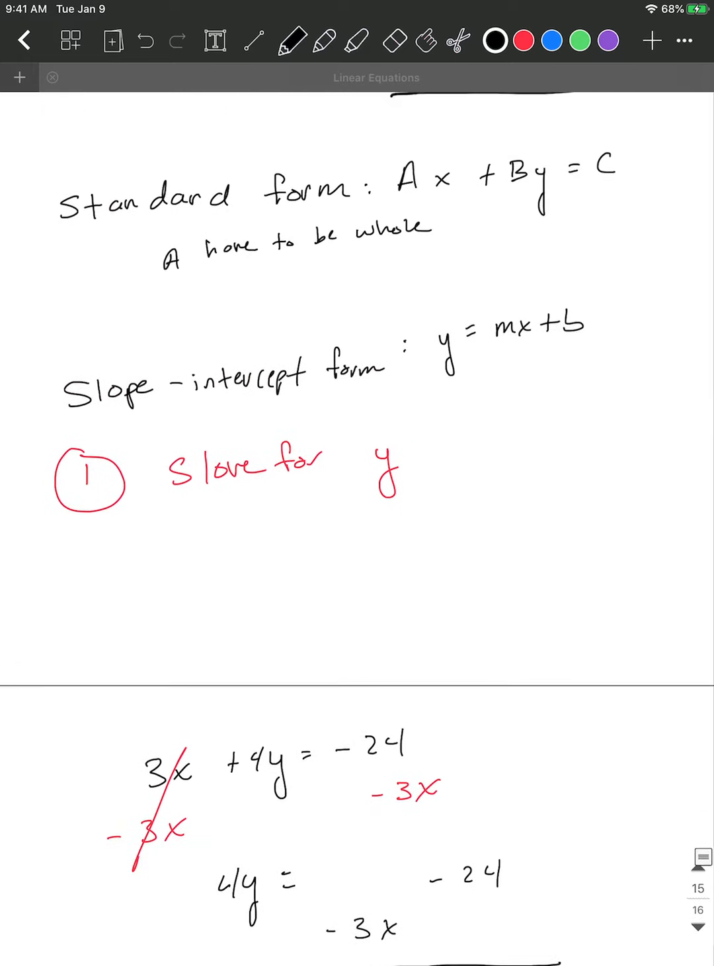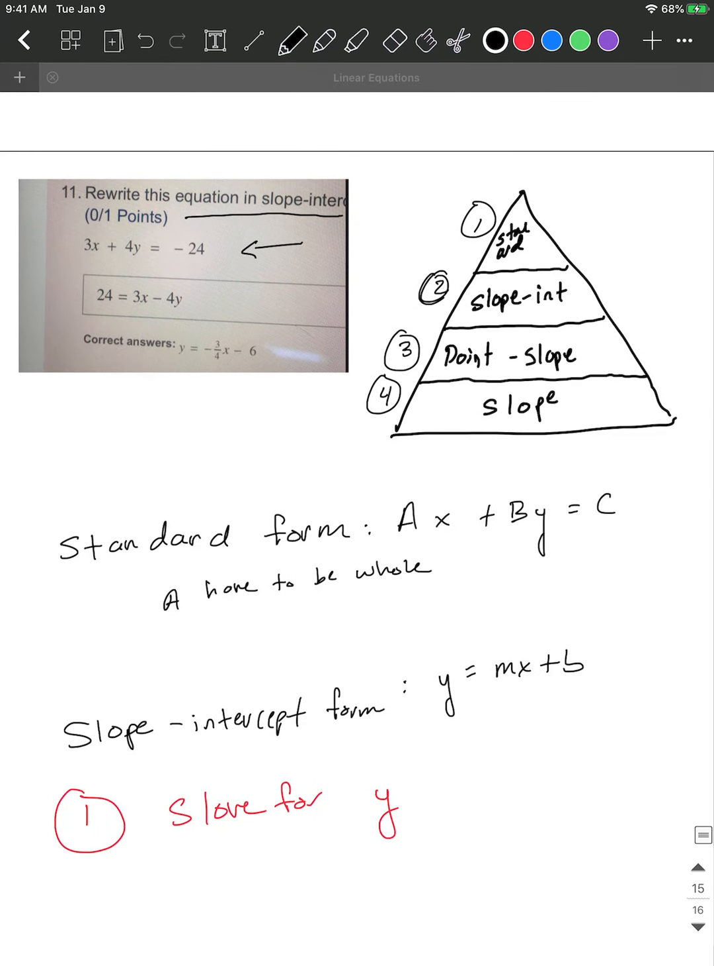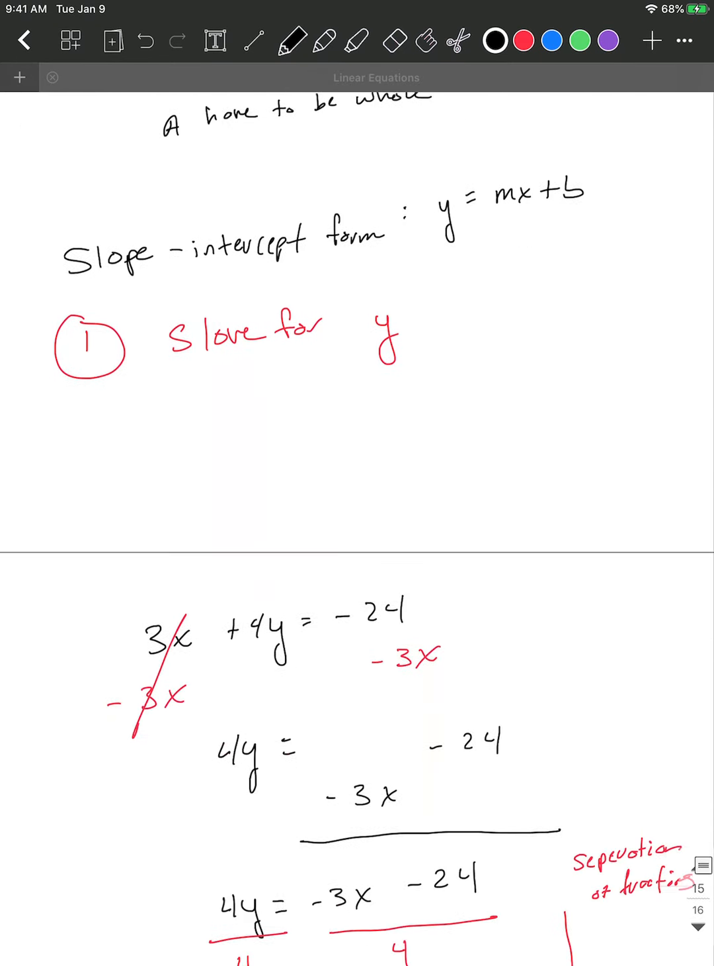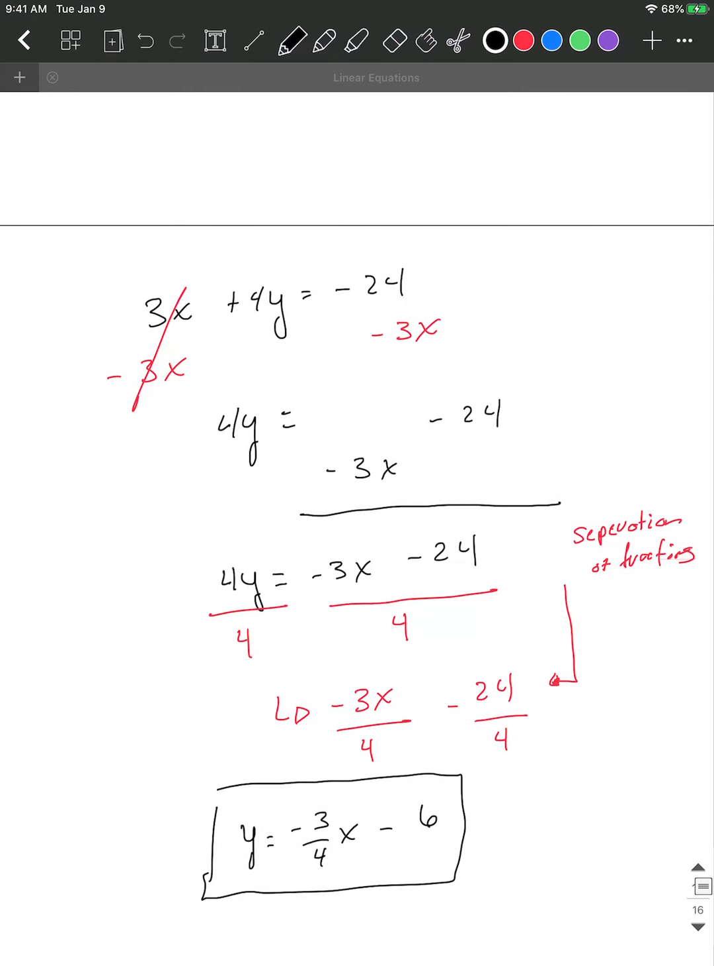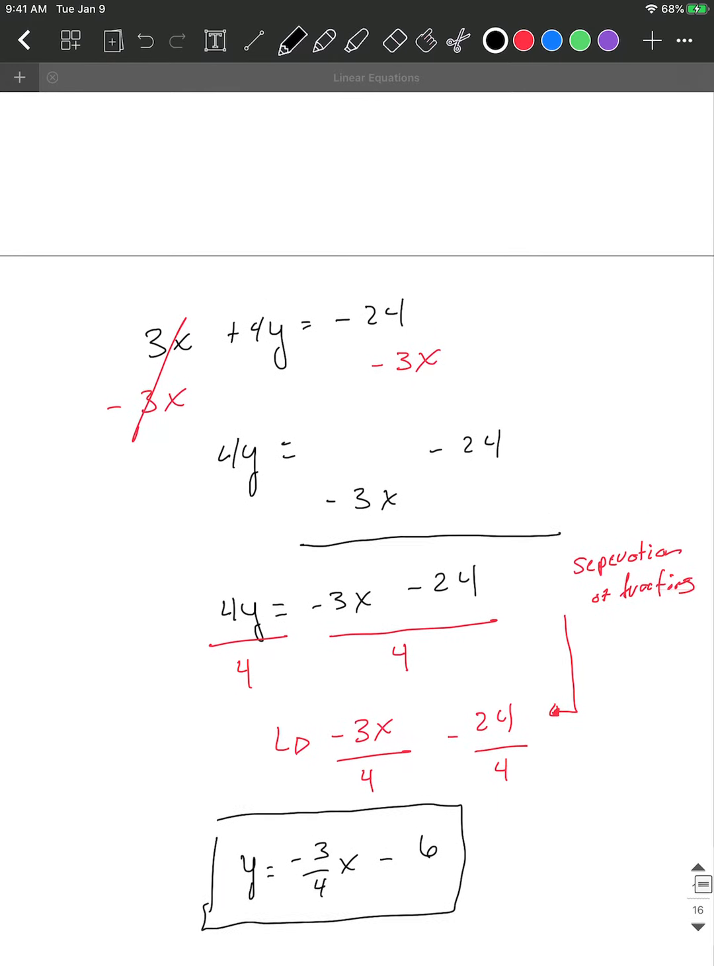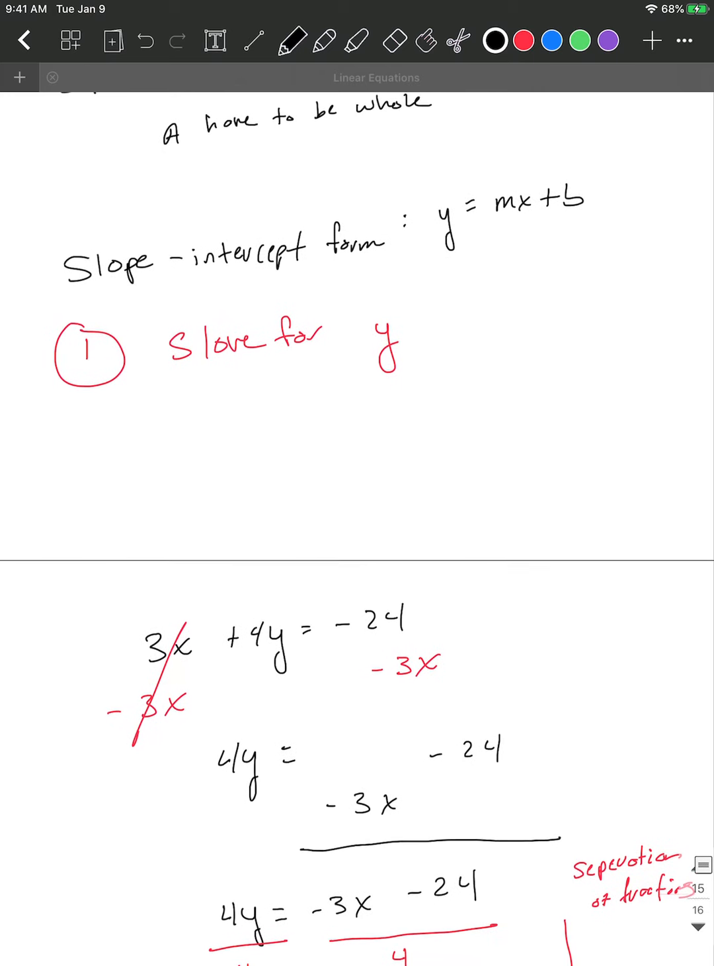I believe it told us that was the correct answer. There you go, so that's matching. As you can see, in order to get from standard form to the slope-intercept form, you solve for y.